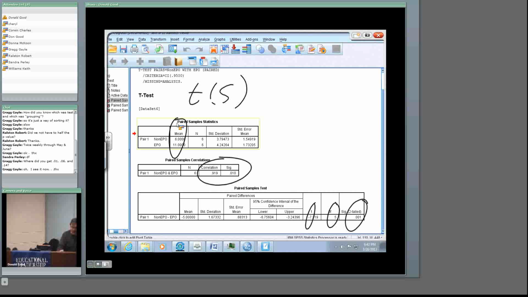My R is 0.919. That's a significant positive correlation. But I'm more concerned with the t-test. T for 5 degrees of freedom is equal to 7.319, and my p-value is 0.001. So yeah, there's a significant difference between the 6 and the 11. Again, the key thing is still this.